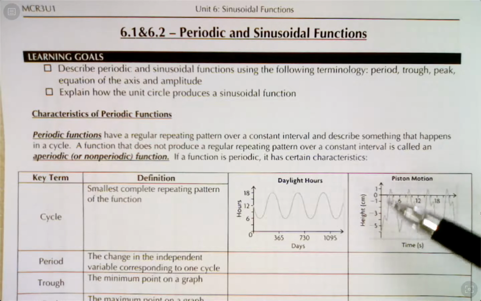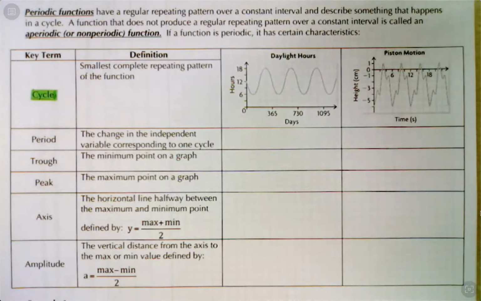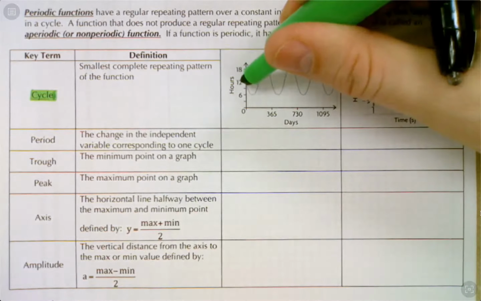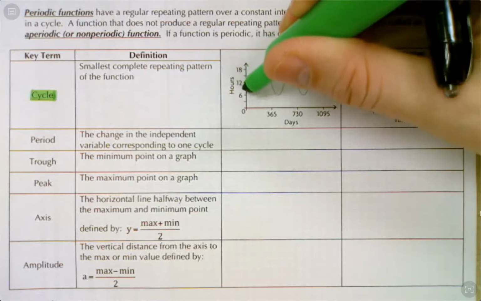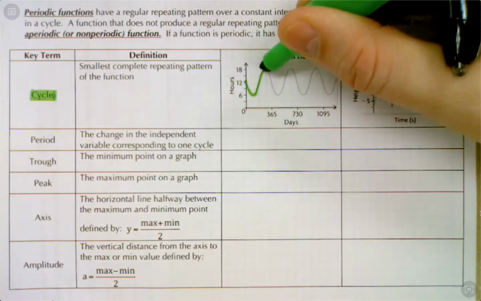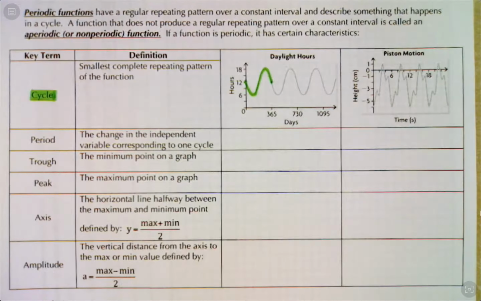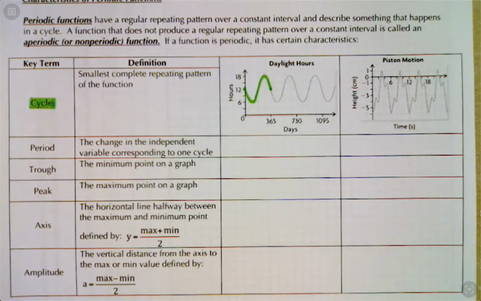So first one's cycle. We'll go through an entire graph and look at the properties, and then we'll go to the next graph. So cycle I'll do here in green. It's the smallest complete repeating pattern of the function. So if I start here at 12 and go down, then up, then back down to 12, that S shape is the piece that's being repeated over and over and over again.